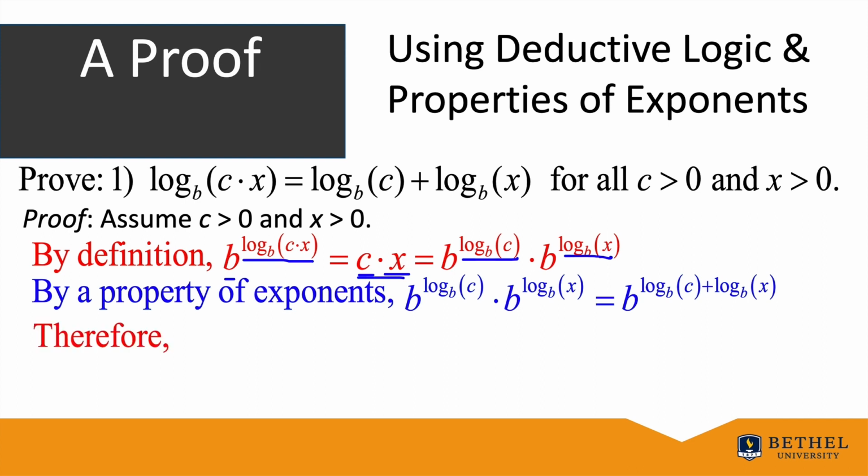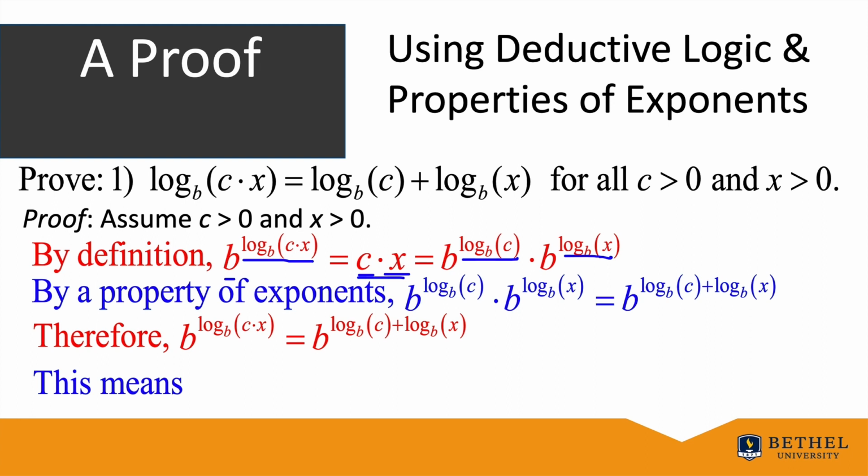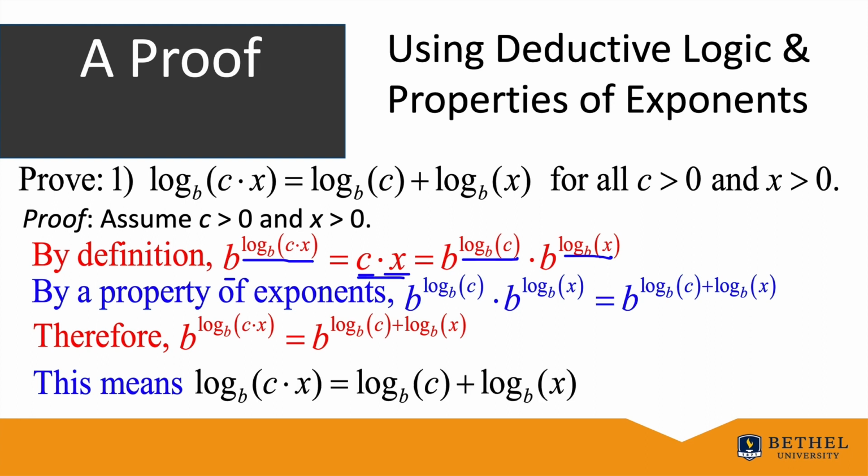Therefore, we now have a chain of equalities that allows us to conclude that b to the log base b of c times x equals b to the log base b of c plus log base b of x. So what we have here is two equal expressions involving b to a power. This means that those powers themselves must be equal. In other words, log base b of c times x equals log base b of c plus log base b of x, exactly what we wanted to prove. Technically speaking, in this last step, we're also using the fact that the function defined by the formula b to the z, where z is an independent variable, is what's called a one-to-one function. That concept will be defined and explored in lesson 1.5.